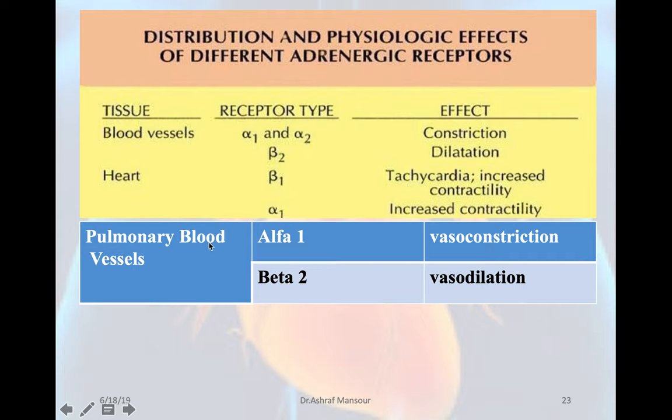Why is the pulmonary blood vessel specific? The beta 2 will cause vasodilatation, so it is of use in case of pulmonary hypertension, while alpha 1 causes vasoconstriction. So if you are giving a drug to decrease the pulmonary blood pressure and at the same time increase contractility in the heart, don't use dopamine here, because dopamine will affect alpha 1 and cause vasoconstriction, while dobutamine will cause vasodilatation, and milrinone also.